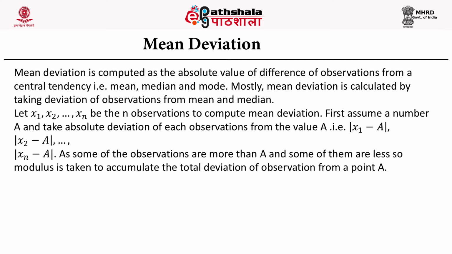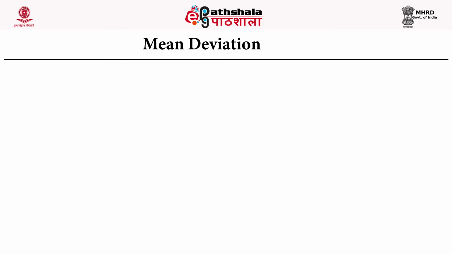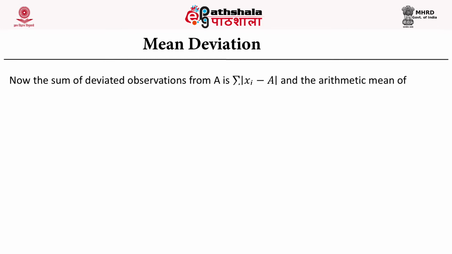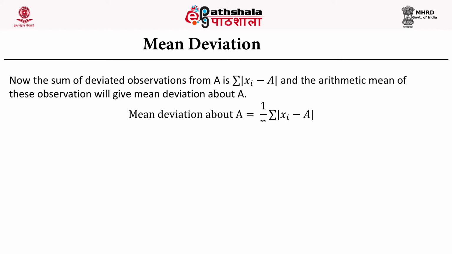each observation from the value A, and take the mod. So it is given by mod of x1 minus A, mod of x2 minus A, and so on, mod of xn minus A. As some of the observations are more than A and some of them are less than A, modulus is taken to accumulate the total deviation of observations from the point A. Now the sum of the deviations of observations from A is the summation of mod of xi minus A, and the arithmetic mean of these will give the mean deviation.